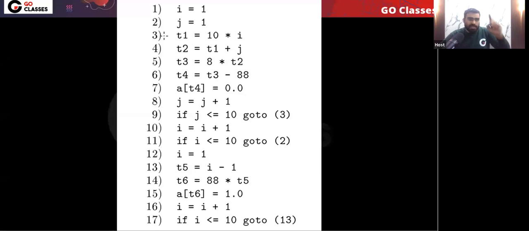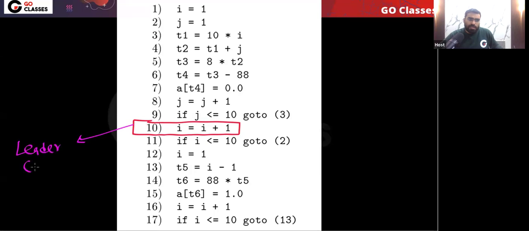There are 3 rules: rule number 1, rule number 2, rule number 3. Tell me, because of which rule is this a leader? This is a leader because of rule number 3, right? Because you already know what rule number 3 is: the instruction immediately after the jump instruction will be a leader. So because of rule number 3, this is a leader.